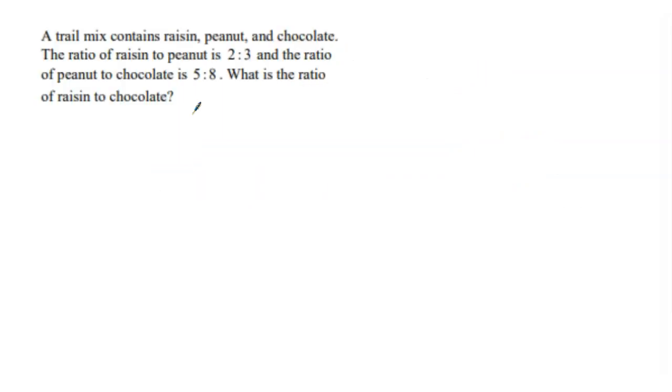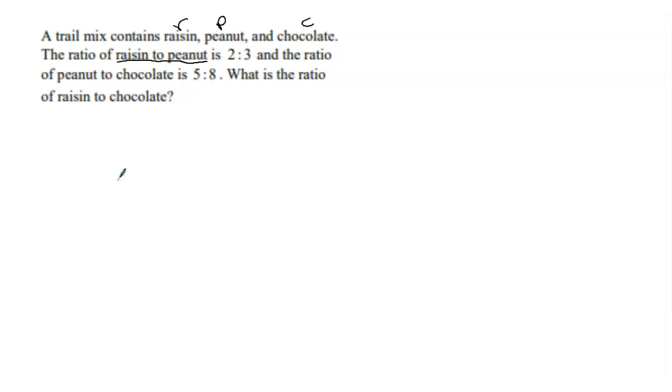Okay, so let's look at this word ratio question, and this is where most students freak out or struggle. So let's see how best we can solve this question. You have a trail mix that contains raisin, peanut, and chocolate. So you can call the raisin R and then P and C. And the ratio of raisin and peanut is this.